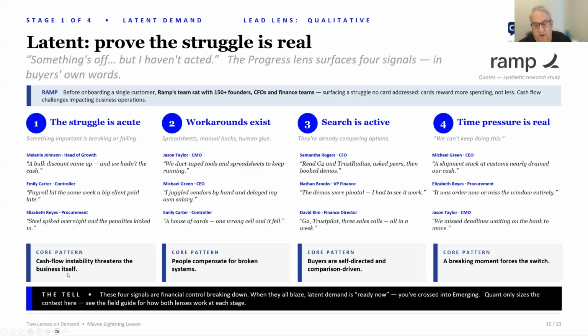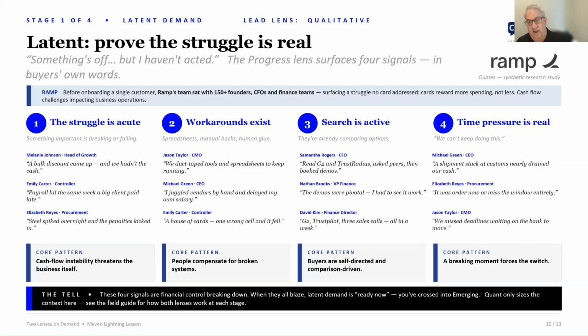Cash flow instability threatens the business itself, that people are trying to compensate for these broken systems, but they know that won't work for the long term. That buyers are self-directed and they're actively seeking solutions. They're looking at product reviews, they're taking part in demos, they're evaluating products and so forth.